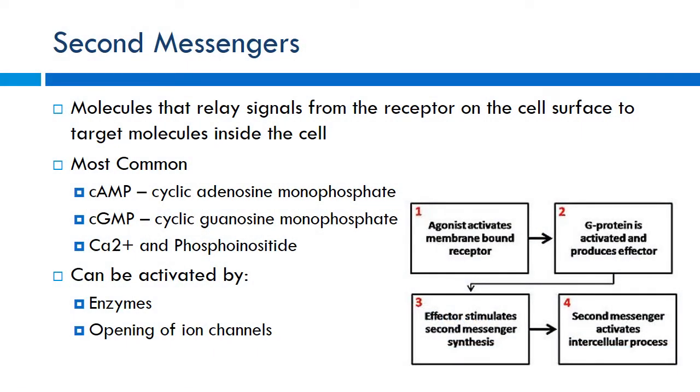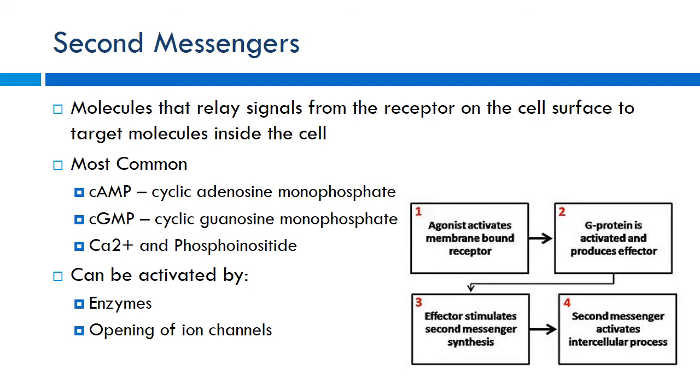So first off, second messengers. These are the molecules that relay signals from the receptor, most often on the cell surface. We said that sometimes the receptors are intracellular, but most often they're on the surface. They relay a message to target molecules within the cell. The most common ones we're going to deal with include cyclic AMP, cyclic adenosine monophosphate, and its close cousin cyclic GMP, cyclic guanosine monophosphate. Then we'll talk about calcium as a very important cell signaler, and phosphoinositide and how it plays a role with calcium.